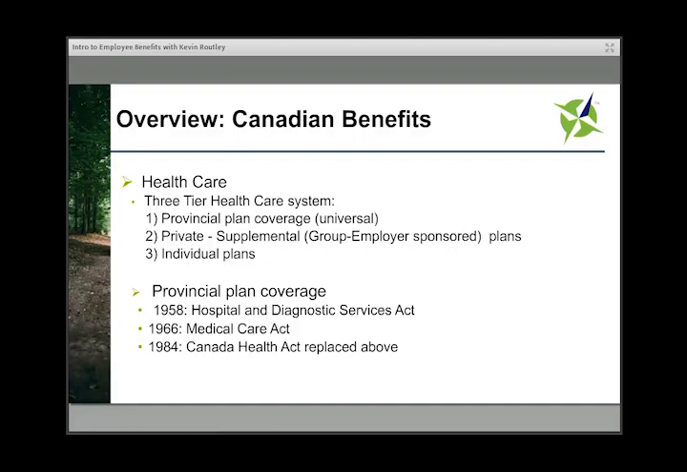Provincial plan coverage has evolved over the years, but it can trace its foundation back to Tommy Douglas in Saskatchewan prior to 1958, when he initiated provincial universal public hospital insurance plan. Since that time in 1958, the Hospital and Diagnostic Services Act came into effect, which was basically a statute passed by the Parliament of Canada that reimbursed 1/2 of provincial and territorial costs for hospital and diagnostic services that would be administered under the provincial or the territorial health program.